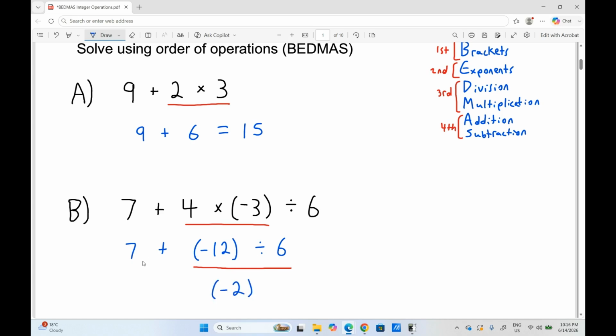And now I just write what I have here that I haven't used yet. So I still have 7 plus, and now I have 7 plus negative 2. And 7 plus negative 2 is just going to be positive 5. So my final answer here is positive 5.